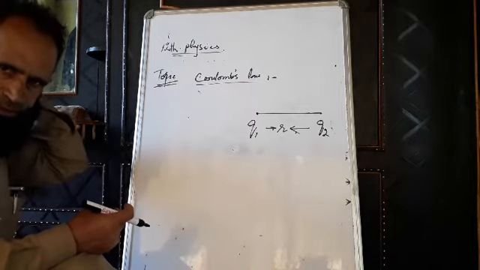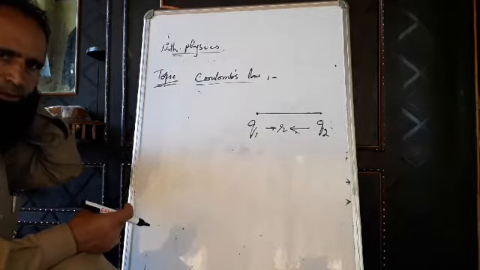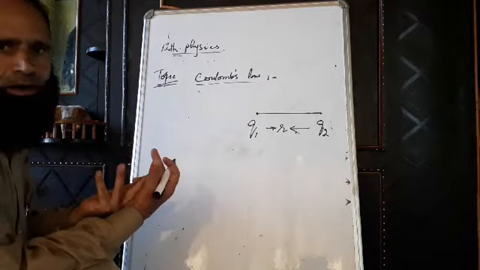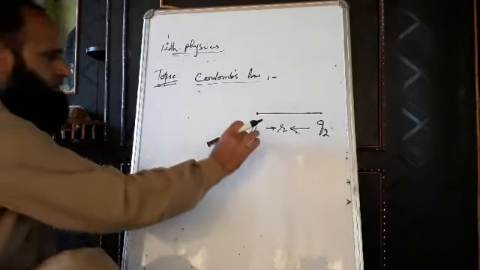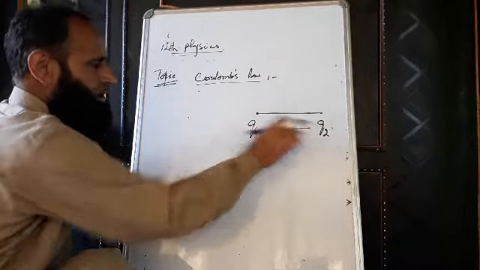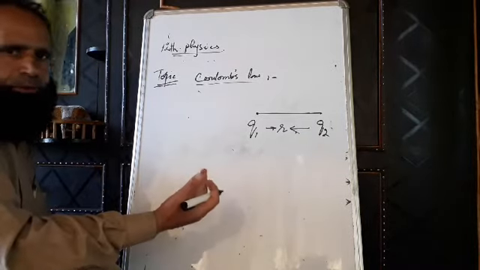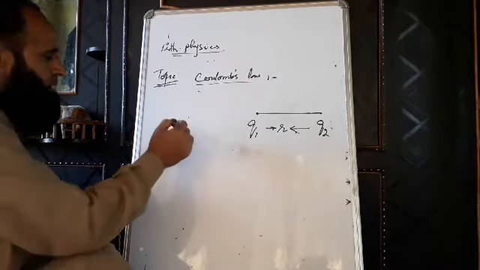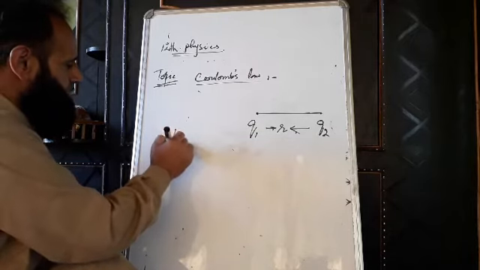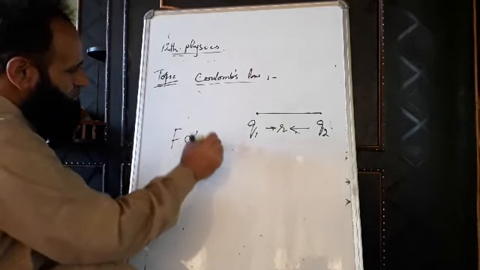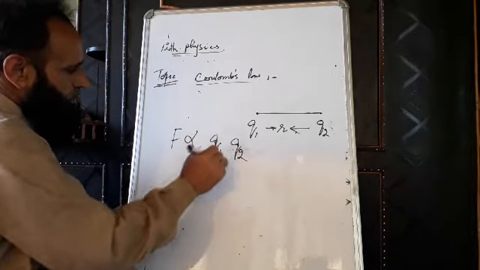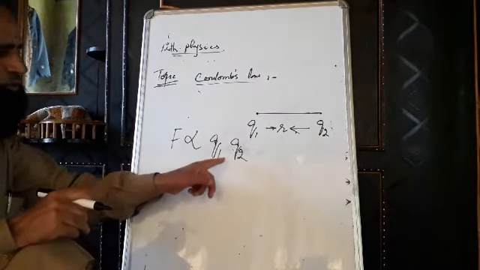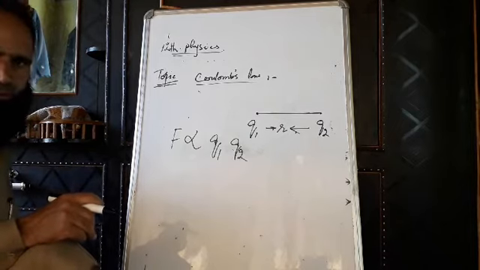directly proportional to the magnitude of the charges. The force of interaction between these two charges, Q1 and Q2, is directly proportional to the product of their magnitudes. F is directly proportional to the product of their magnitudes, Q1 multiplied by Q2.